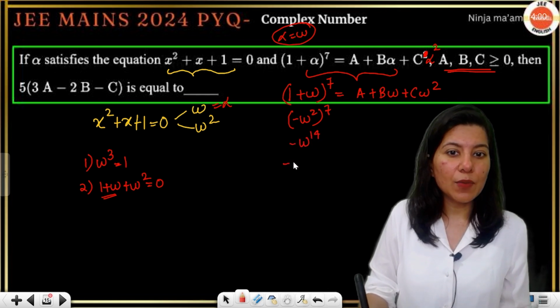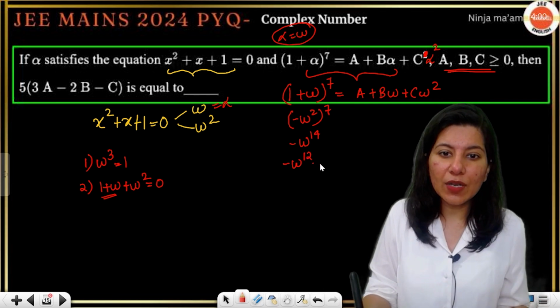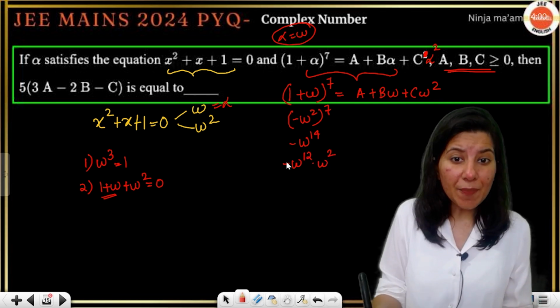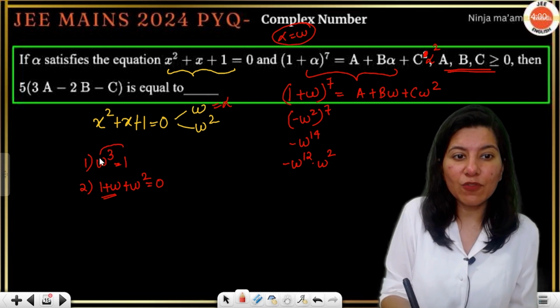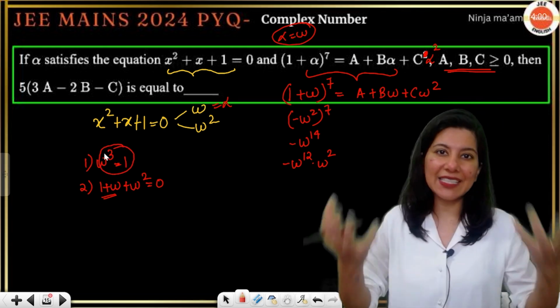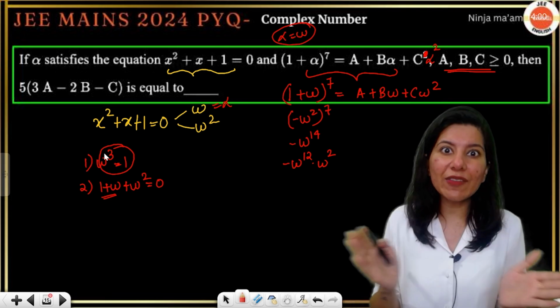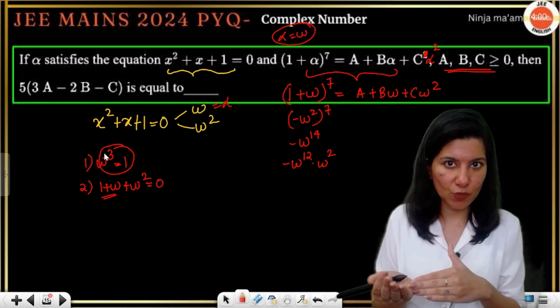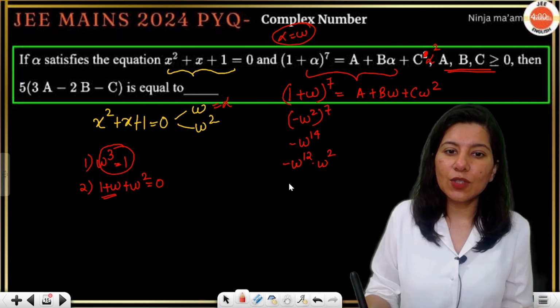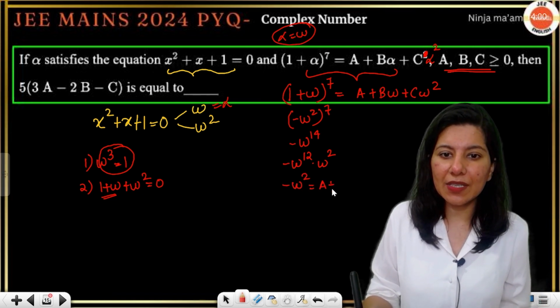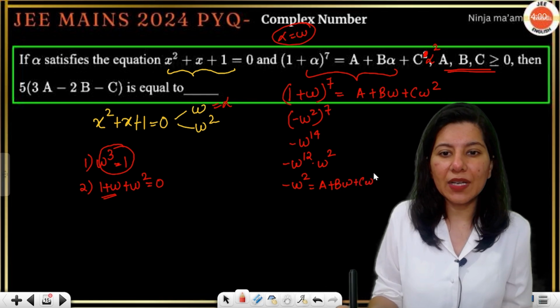And you know that omega power 14 can be written as omega to the power 12 times omega square. Correct or not? Omega power 12 will be 1, because if omega cube is 1, then omega power 6, omega power 9, omega power 12, all the multiples of 3 will be 1. That's why we separated like this. 14 is 12 plus 2. 12 is a multiple of 3. So this is minus omega square on the left hand side, and on the right hand side it is A plus B omega plus C omega square.